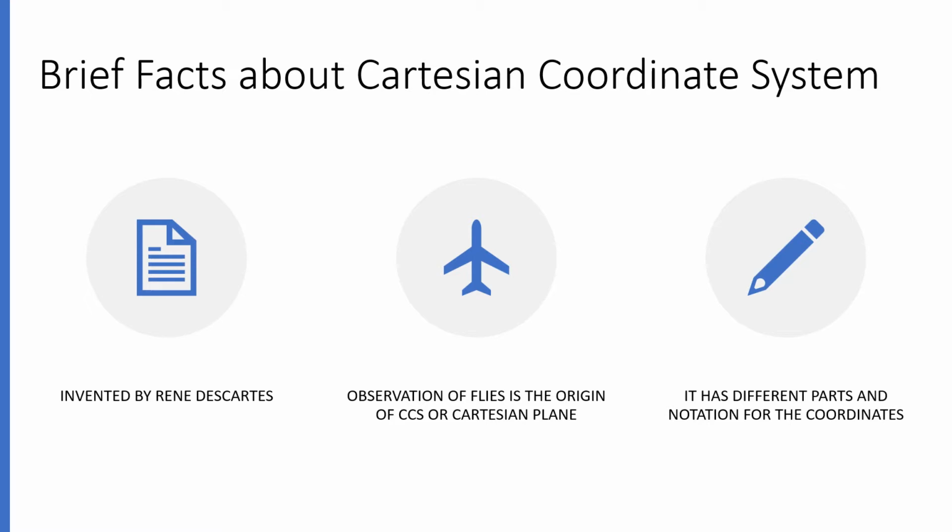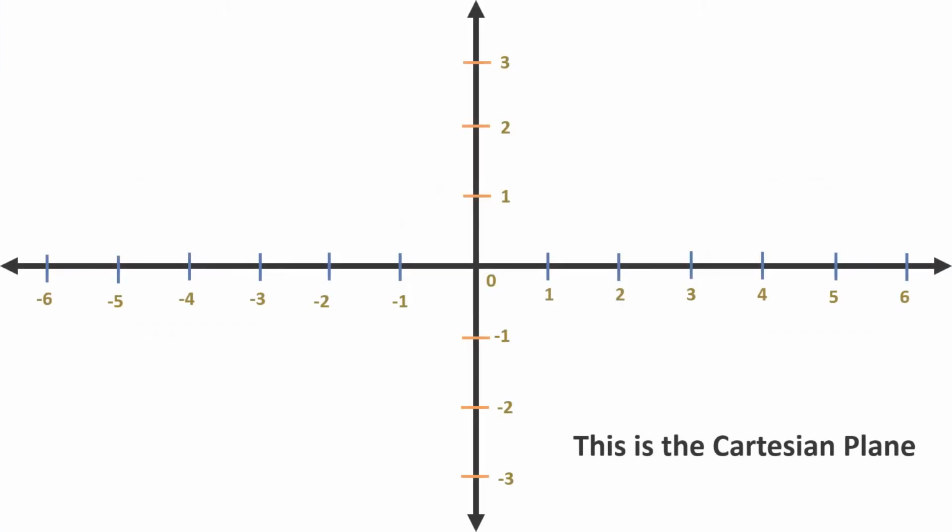First, it was invented by René Descartes. His discovery came from his observation of a fly, which was the origin of the Cartesian coordinate system, or the Cartesian plane. It has different parts and notation for the coordinates. This is the Cartesian plane, like your graphing paper when you look at it. That's how we typically draw a Cartesian plane.